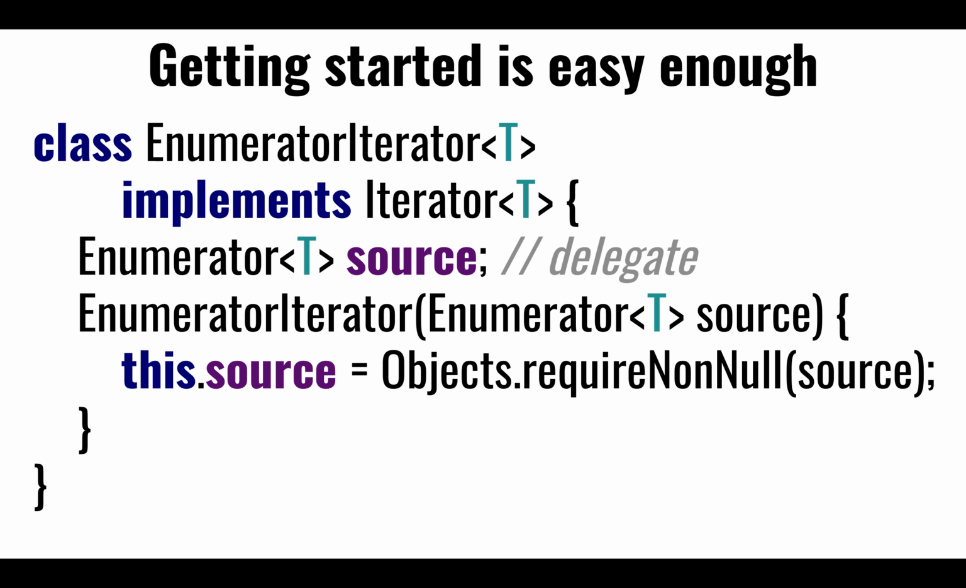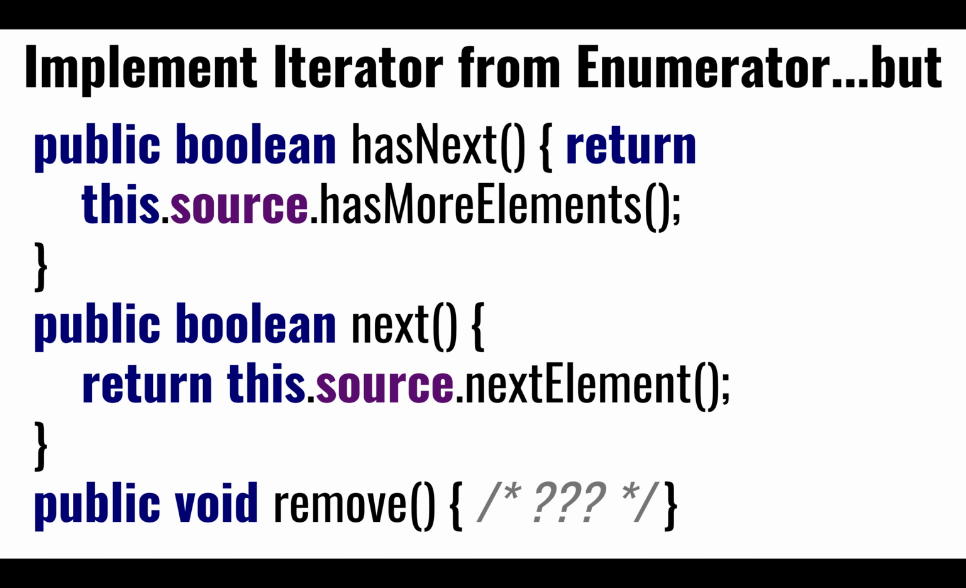And then I said, well, that's great. I can now pass around my enumerator iterator to anybody who's expecting an iterator. And I can still use this old code, this legacy code that I had the unfortunate luck to have to deal with. And I go in and start implementing it.